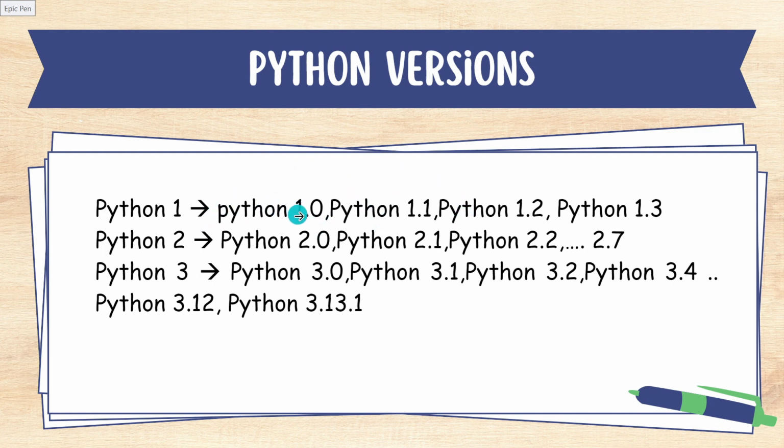Okay, 1.0 and 1.1 will be somewhat similar, but there is no compatibility, no similarity between major versions. Major versions are what? Python 1 and Python 2, both are major versions. So there is no similarity between Python 1 and Python 2, meaning there is no compatibility. Python 2 is different, and Python 3 is completely different. But there is a similarity between Python 3.0 and 3.1.